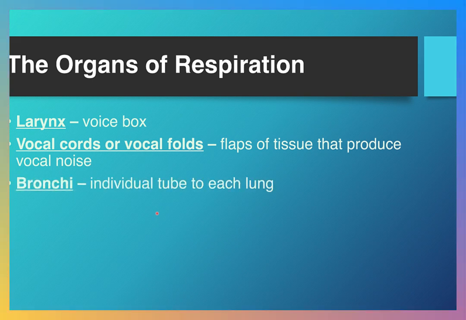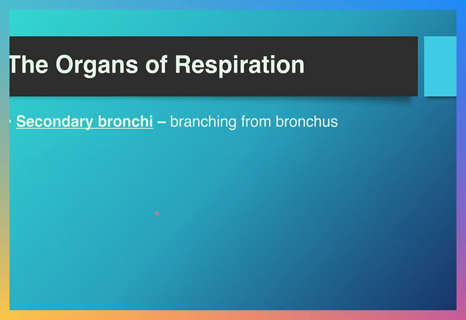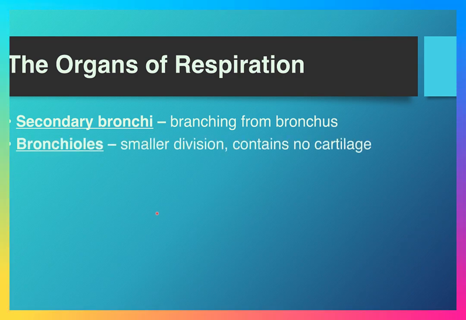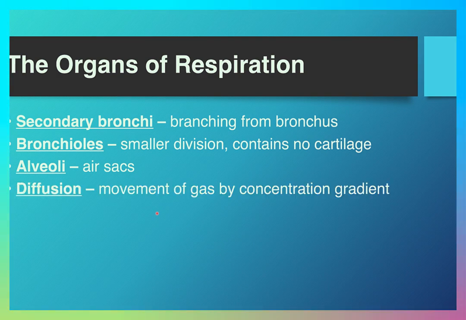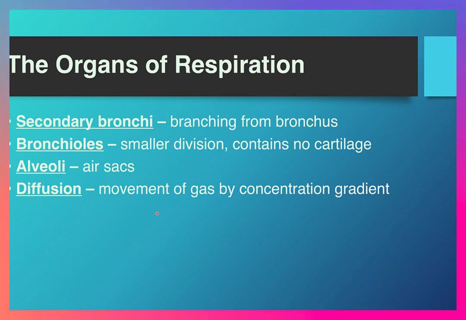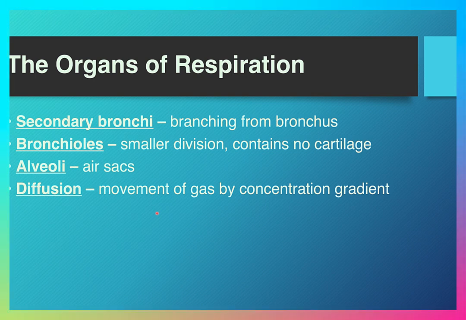Once it gets down to the trachea, then the trachea divides in two, into the left and the right bronchi, and then branching begins to occur. From the single bronchus on the left and on the right, it begins to branch over and over and over again. The next branch is called the secondary branch, and then you reach a smaller division that contains no cartilage in the wall. That's called the bronchiole. And then ultimately you reach the air sacs. And the air sacs is where gas exchange occurs. The air sacs are called alveoli. And air moves into the blood and out of the blood by means of diffusion across a concentration gradient.